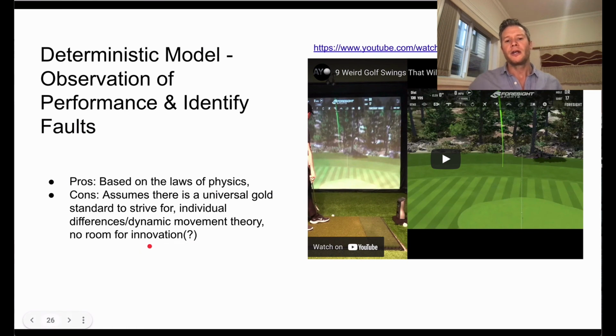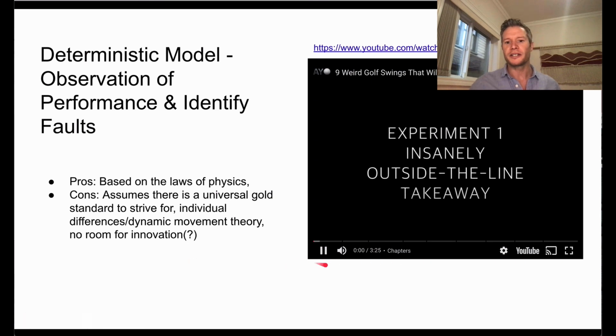Okay, so there's that. Plus, there's no room for innovation. If physics dictates that this is the best way to perform a skill, and the physical world doesn't change, where can you innovate from? Where can technique or skill improve from if there's already a gold standard to strive for that's being achieved? Okay. So there's definitely some faults here, and that's where your models look to pick things up and correct or improve upon.